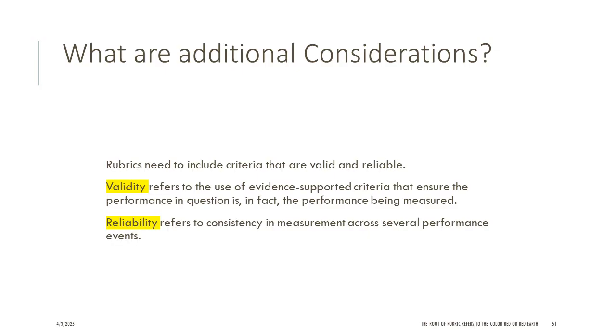What does it mean to be valid and reliable? Valid means evidence-supported criteria that ensure the performance in question is in fact the performance being measured. And reliable refers to consistency in measurement across several performance events. So these 2 points have to be taken into consideration.